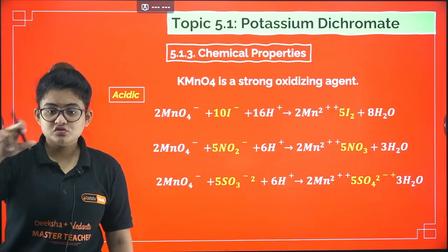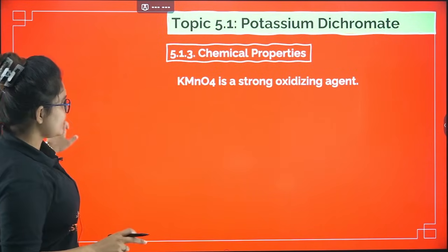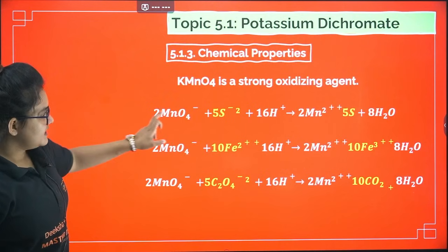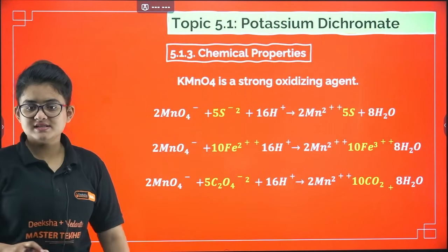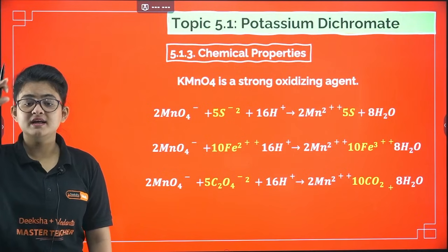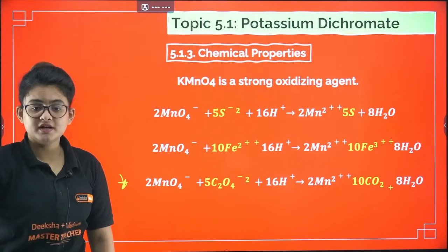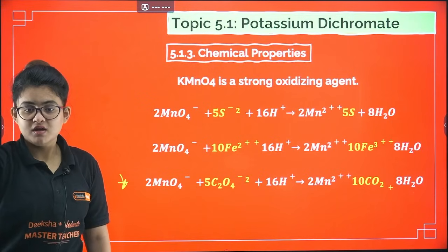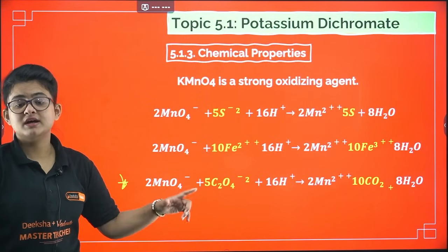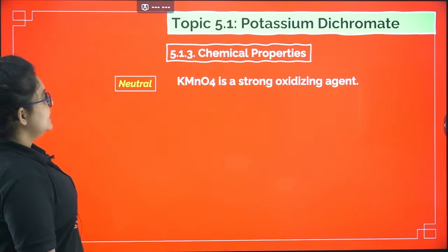Okay, SO3 2- to SO4 2-. Okay, let's proceed. Few more examples are there. S2- can convert to sulfur, Fe2+ to Fe3+, and it's very important as a question, it comes basically. If you put oxalate in highly acidic medium with KMnO4, then it will convert it to carbon dioxide, CO2. Okay, let's proceed.